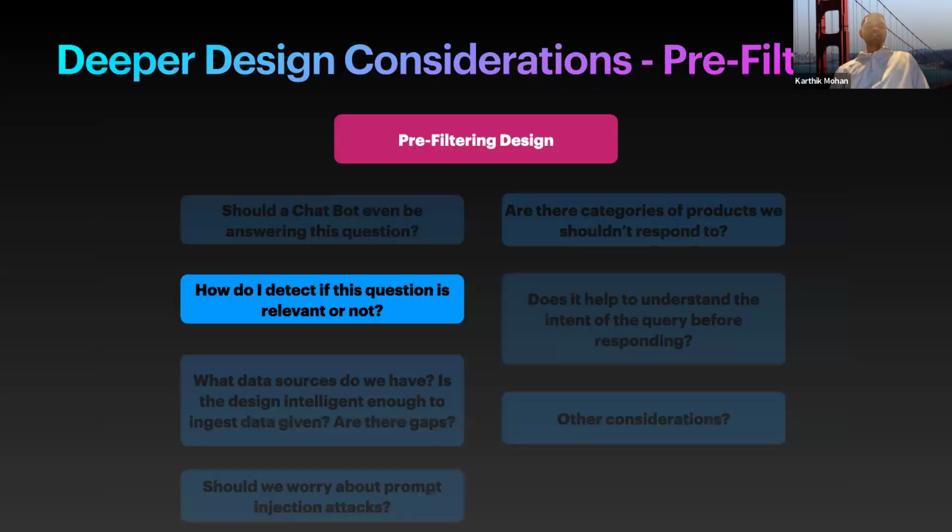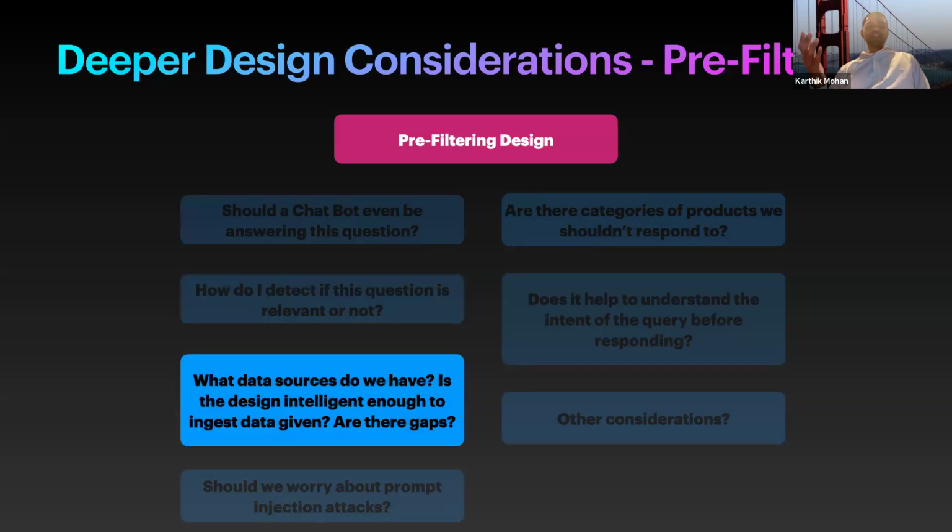How do I detect if this question is relevant or not, right? That's the next one. So you might want to have an intent detection module that says, what's the intent of this question? If the intent falls in these 5 categories, I'll respond. If not, I'll not respond, right? So then you outline what the 5 categories are, and then you check against that, right?